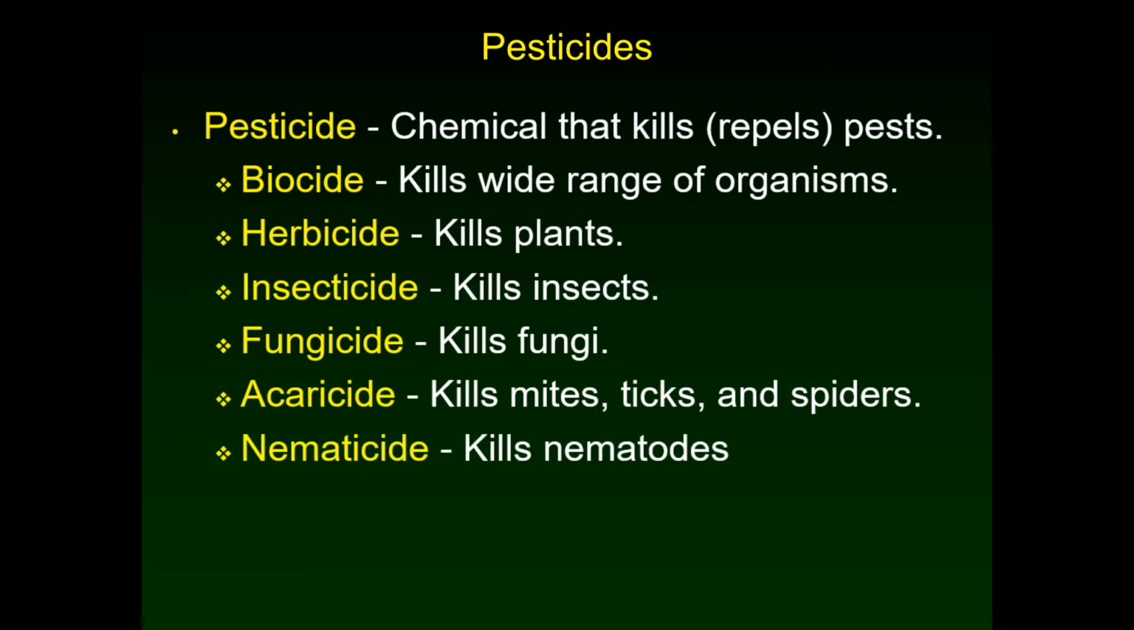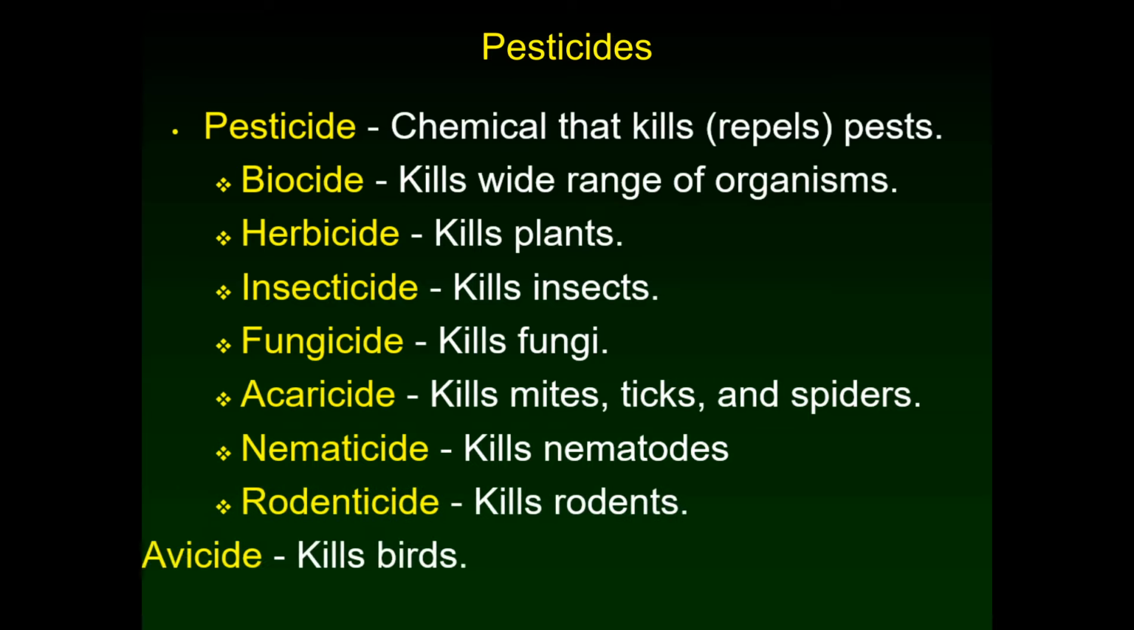There are nematicides, which kill nematodes, and rodenticides, which kill rodents. And finally, avicides, which kill birds. Usually the ones that kill birds go after bone or feather production.